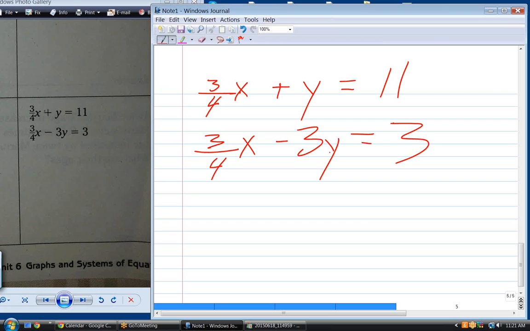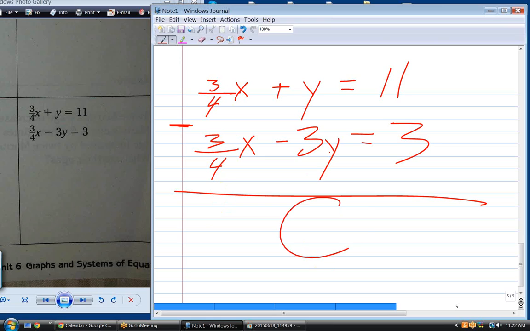The audio is giving us a little problems here, I think. You still there? Yeah. So what can I do? Since this is the same as this, how can I eliminate x? We subtract. Okay, let's put a big minus sign right there. Okay, that gets rid of the fraction immediately, which is good.